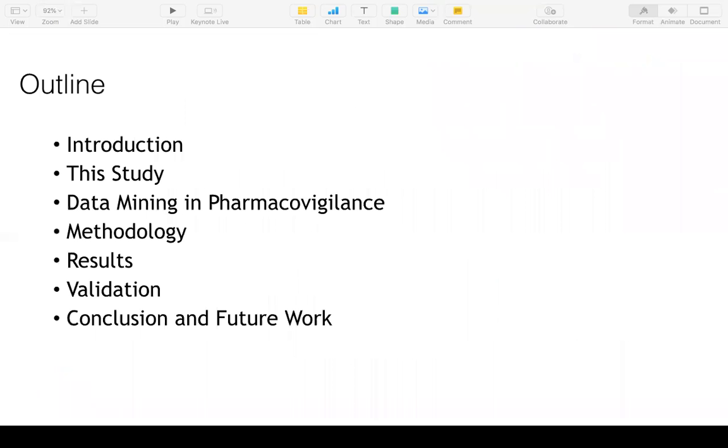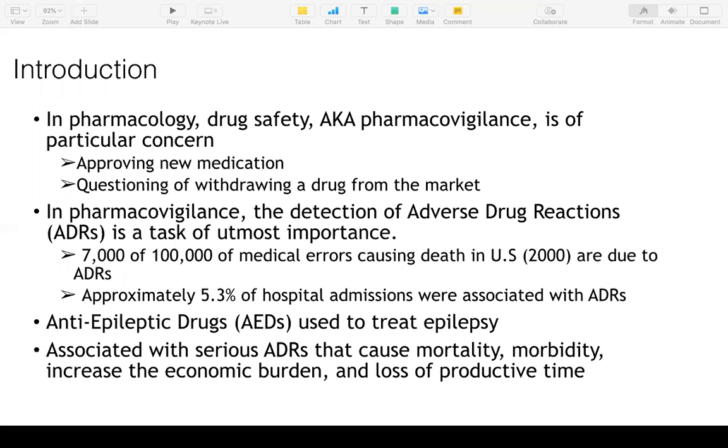So today we're going to have an introduction, and we're going to talk about our study, data mining and pharmacovigilance, methodology, results, validation, conclusion, and future work.